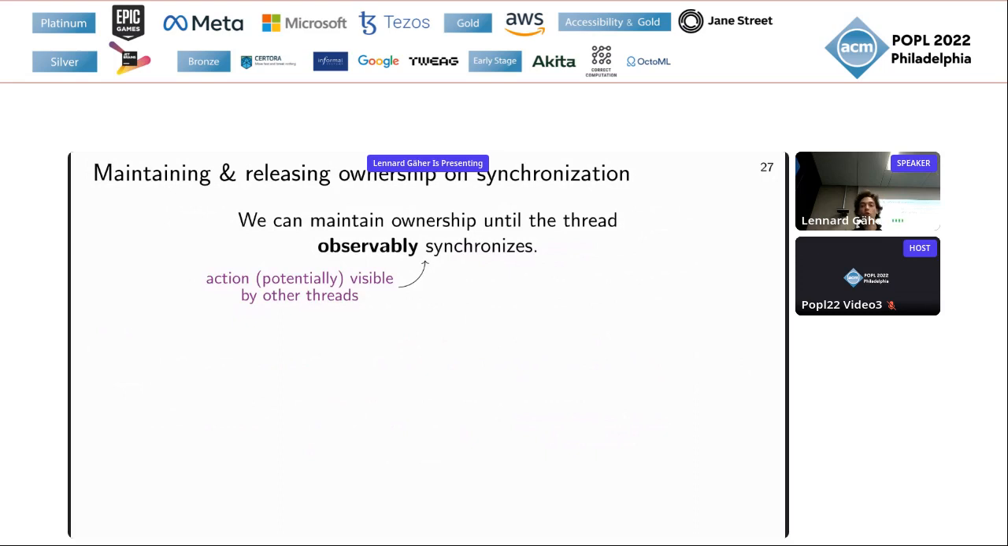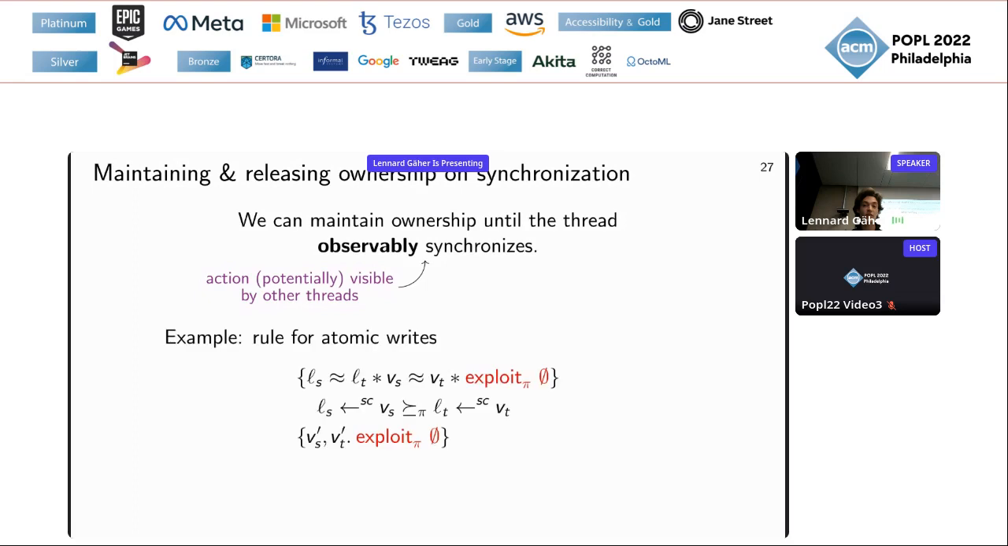Effectively, we can maintain ownership until our thread does an action that is observable by other threads. This includes forking, calling unknown code, or doing a synchronizing write. For instance, the rule for sequentially consistent writes requires that the exploit set is empty in its precondition. So we need another rule for giving up ownership and removing the location from the exploit set again. And this you can find in our paper.